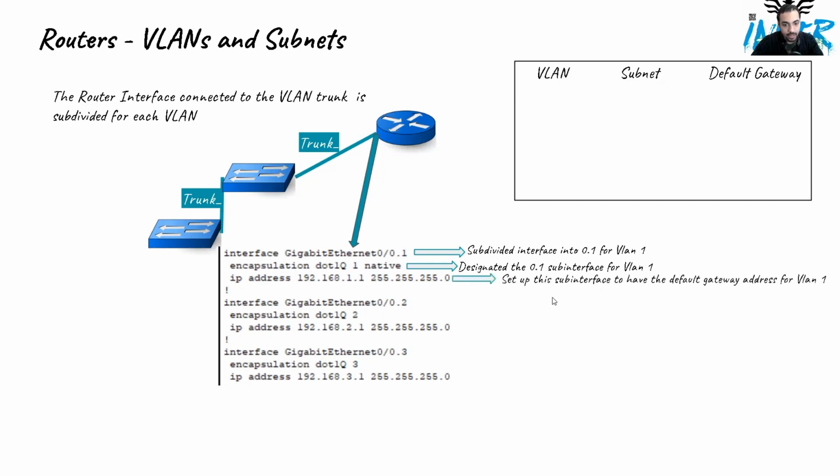Next, we have to assign the IP address and subnet mask to the sub-interface. This IP address will be the default gateway for any host devices in the 192.168.1.0 subnet, 0 being the subnet, the IP network address.